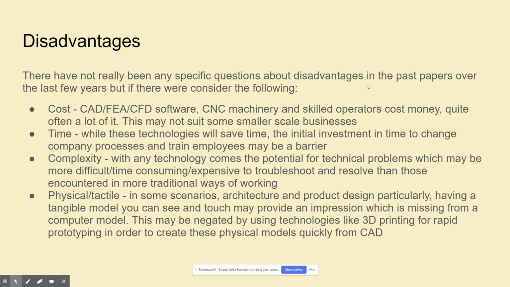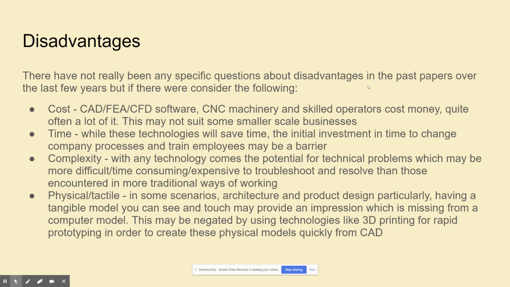Complexity, again. With any technology, particularly with software, comes the potential for technical problems that might be more difficult for you to resolve than would have been encountered with previous ways of working. For example, there are very few things that can go wrong with a technical drawing board, but if you're doing something in CAD and it goes completely wrong, unless you're an expert, it might be more difficult to deal with. Likewise with machining things manually versus using a CNC system.